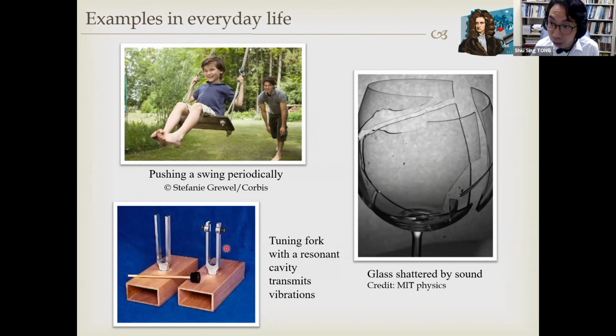Also, if you have two tuning forks connected to a wooden box, a so-called resonant cavity, and you set one of the tuning forks into vibration, the vibrating air may transmit the vibration to the other tuning fork. Since the two tuning forks have the same frequency because they are the same size, the transmission may be very effective. So you vibrate one tuning fork and the vibration is transmitted by air to the other tuning fork, which will then vibrate.